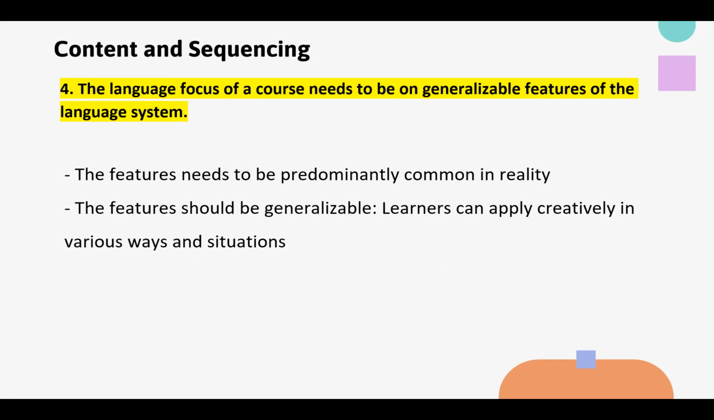Principle number four, the language focus of the course needs to be on generalizable features of the language system. The features need to be predominantly common in reality, because no one wants to learn strange words that are not used in real practice. The second idea is that the features should be generalizable, meaning learners can apply them creatively in various ways and situations. For example, when we learn grammar, the teacher often hopes to teach students common grammar structures, such as the present simple tense, because it can be applied in various situations in reality.